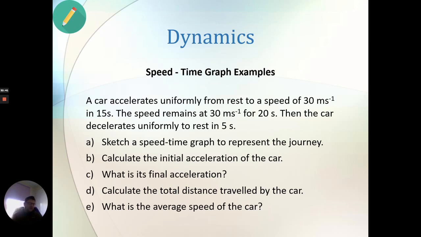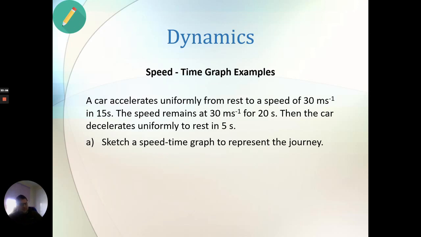So, for part A, you're being asked to sketch a speed time graph to represent the journey. Now, it's important to sketch. In physics, you still use a ruler, but when you're doing a graph which says sketch, you only need to include the numbers that are important to get the information from the graph. So, sketch a speed time graph to represent the journey.